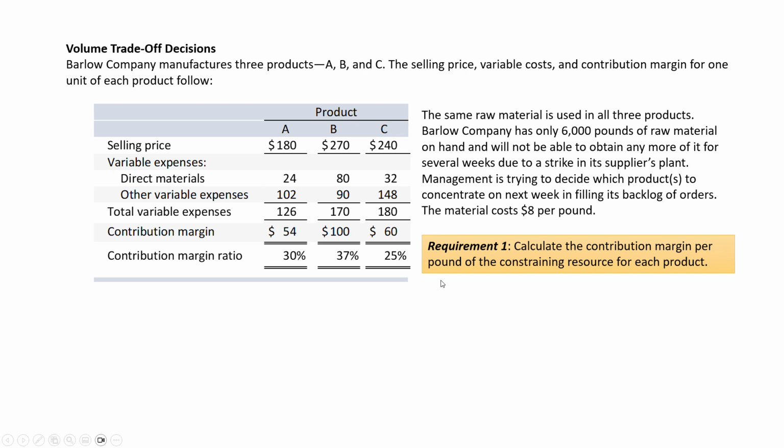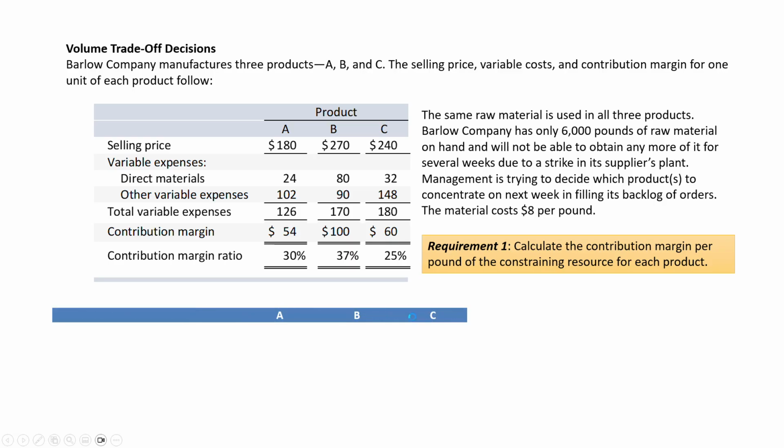In this example, because raw material is the constrained resource, it'd be contribution margin per pound of the constrained raw material. So let's work through this together with A. Again, the contribution margin per unit for A is $54. We need to divide that by the number of pounds it takes to make a unit of A. Unfortunately, they don't give us the number of pounds.